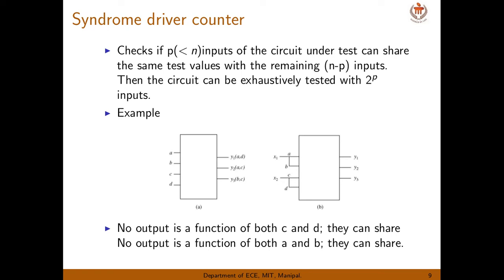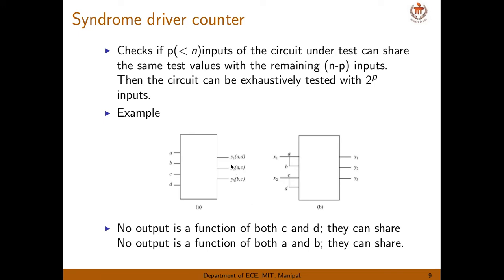In the syndrome driver counter, if p is less than n inputs of the circuit under test, they can share the same test values with the remaining n minus p inputs, then the circuit can be exhaustively tested with 2 power p inputs. Consider this example: 4 inputs ABCD and you have 3 outputs, y1 is AD, y2 is AC, y3 is BC. Now if you see, no output is a function of both C and D. C, D are not there in any single output. Similarly, A and B also you will not find.